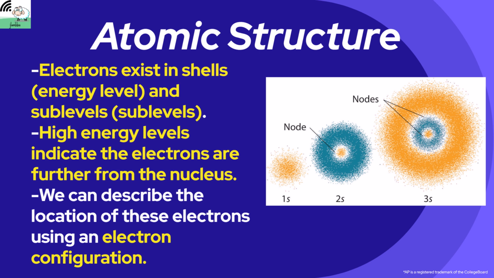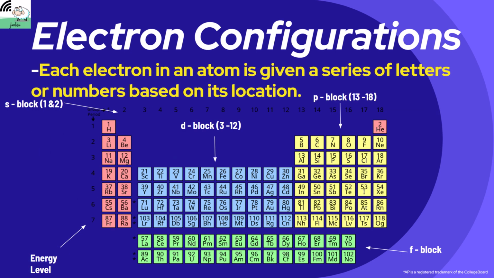And then we can describe the location of these electrons using what's called an electron configuration. Essentially, think of it as an address, a postcode, if you will, to tell where those electrons in an atom or ion or isotope are exactly located.